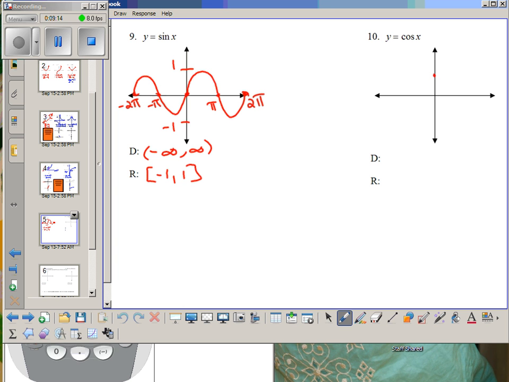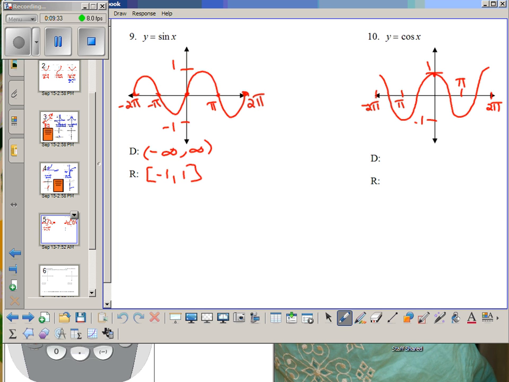Cosine starts at the very top, and it comes down. That is one cycle of cosine. Once again, that's 2 pi. That puts pi as the x-coordinate for our minimum value. And coming backwards, this would be -2 pi. And this would be pi. And once again, it goes to 1 and -1.